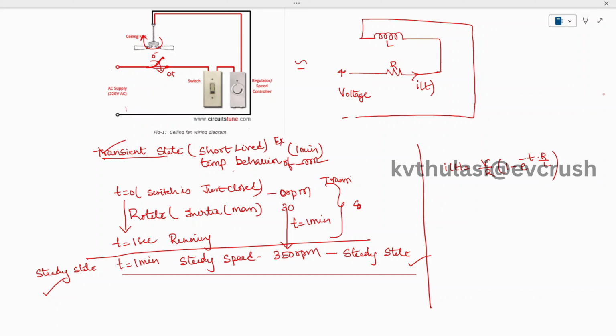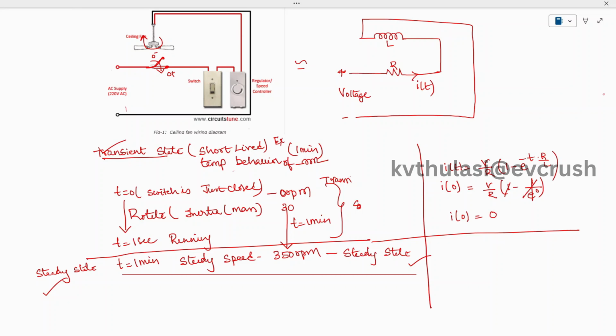Okay, now let's try to do only the transient state. At transient state, what is the time? t equal to 0. At t equal to 0, i of 0 is equal to V by R into 1 minus 1 divided by e to the power 0. Anything to the power 0 is how much? 1. So the 1 will get cancelled. So i of 0 is equal to 0.